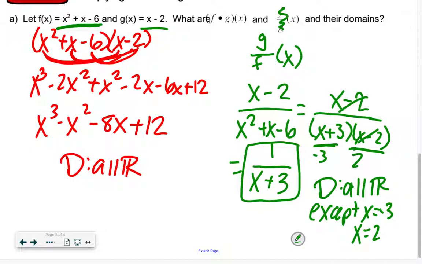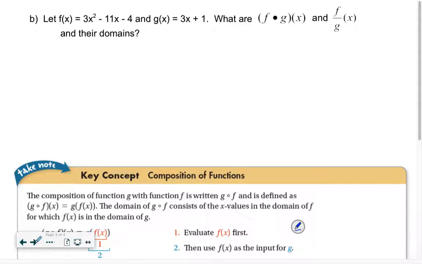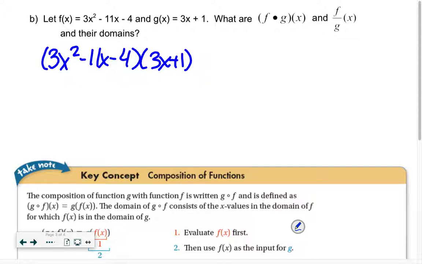Okay. Questions here? Okay, let's do another multiplication division. I want to take f times g of x. How do I do it? 3x minus 11. Yeah. Minus 3x. You superfoil it. We'll see if you get the same answer.